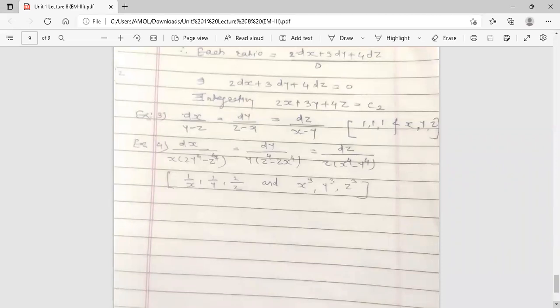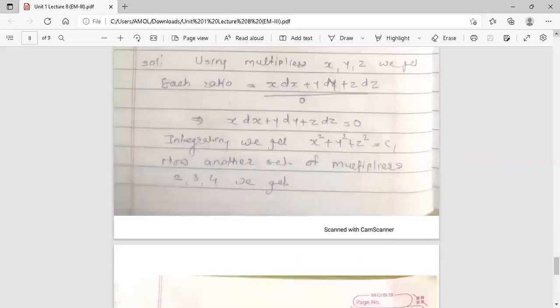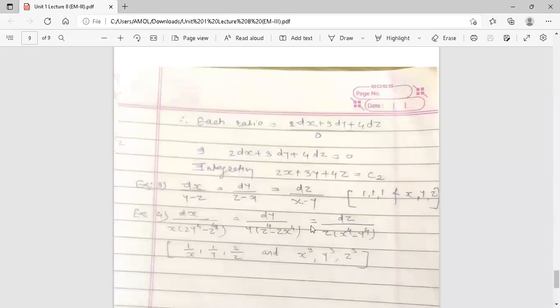So here also in this example, we have two sets of multipliers, and so we have two sets of solutions. The first set of solution is x square plus y square plus z square is equal to C1, and the second set of solution is here 2x plus 3y plus 4z is equal to C2.